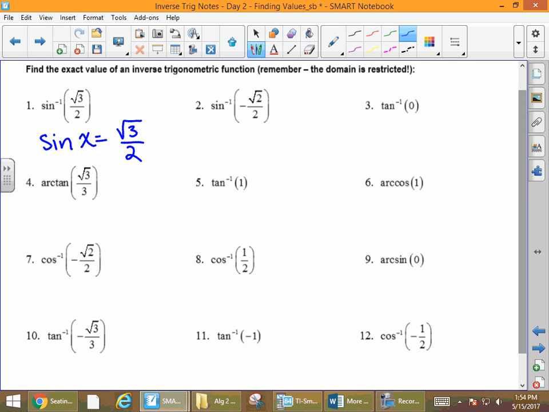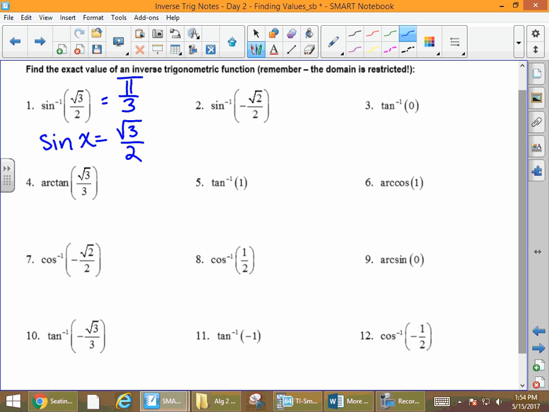On your unit circle, the cosine values are the x values, the sine values are the y values. So if we look back at our unit circle, what angle has a value of radical 3 over 2? Pi over 3.